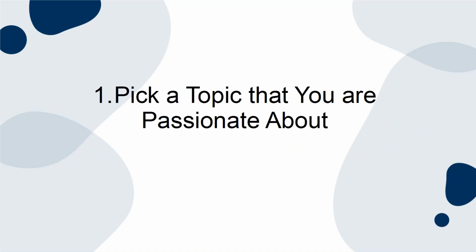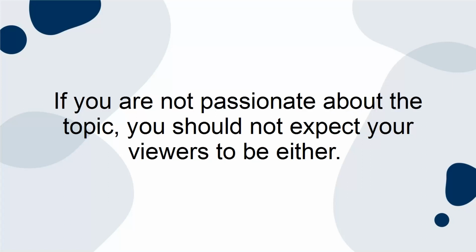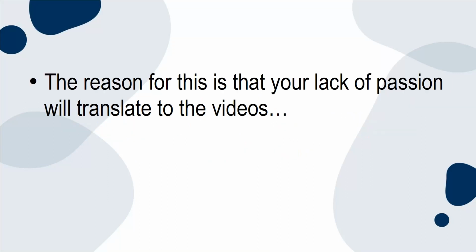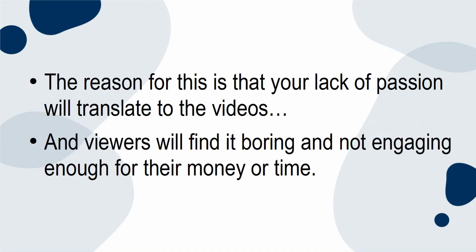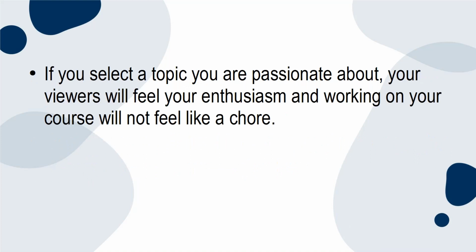1. Pick a topic that you are passionate about. The first step to choosing the best course content is to select a topic that you're passionate about. If you're not passionate about the topic, you should not expect your viewers to be either. The reason for this is that your lack of passion will translate to the videos, and viewers will find it boring and not engaging enough for their money or time. If you select a topic you're passionate about, your viewers will feel more enthusiasm and working on your course will not feel like a chore.